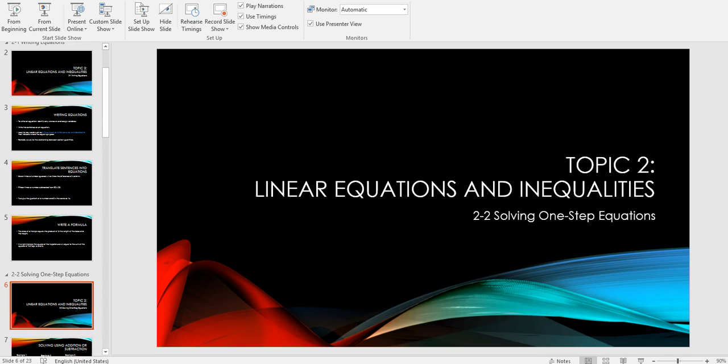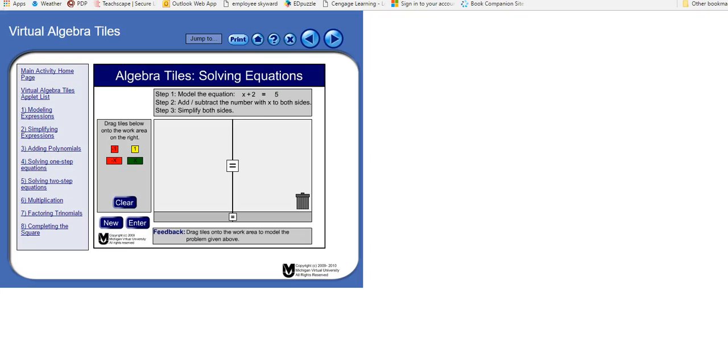So before I actually go into this writing part, I want to show a couple examples using some algebra tiles. So here we have the equation x plus 2 equals 5, and they want us to model that. So we have x and positive 2, so 2 positive 1s, equals a positive 5.